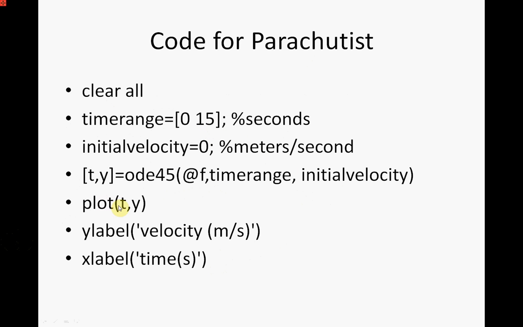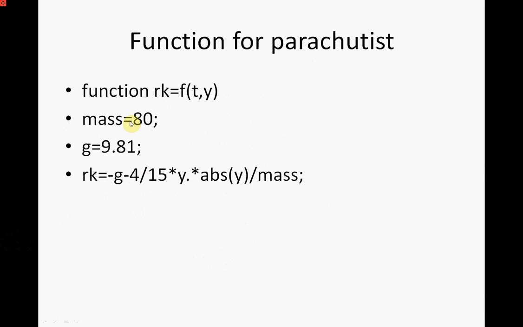You get the answer, and then we just did a plot, and I didn't bother doing the plot here. There's my function, my mass, my g, and then the RK. Note here, I've called the function f. It returns a value RK, Runge-Kutta, and then it's minus g minus 4/15 by y, by the abs of y over the mass. Something like that anyway. Hopefully that makes sense.